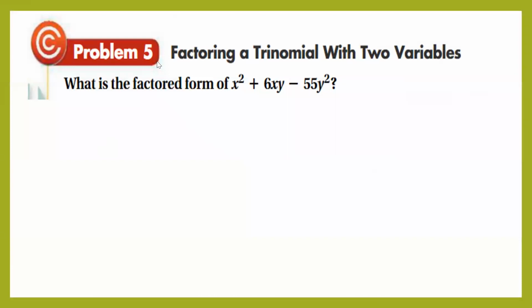Problem 5. Here he gives me another problem, which is: what is the factored form of x squared plus 6x times y minus 55y squared? Here it looks like helpful work. Okay, so factoring a trinomial with two variables, how can you do it? Can you tell me how you can factor such a problem?